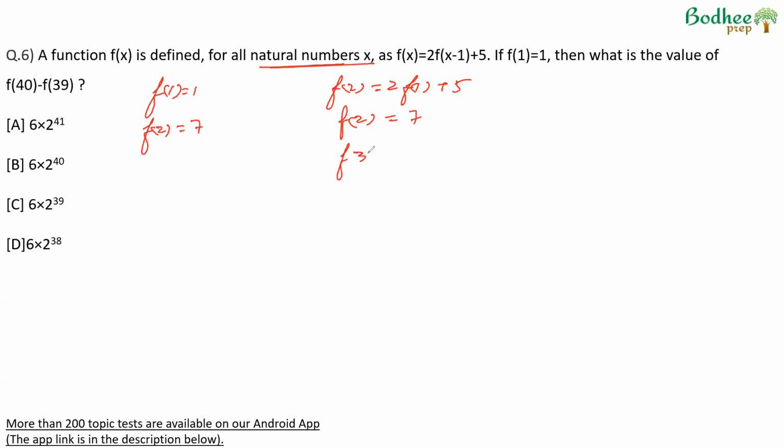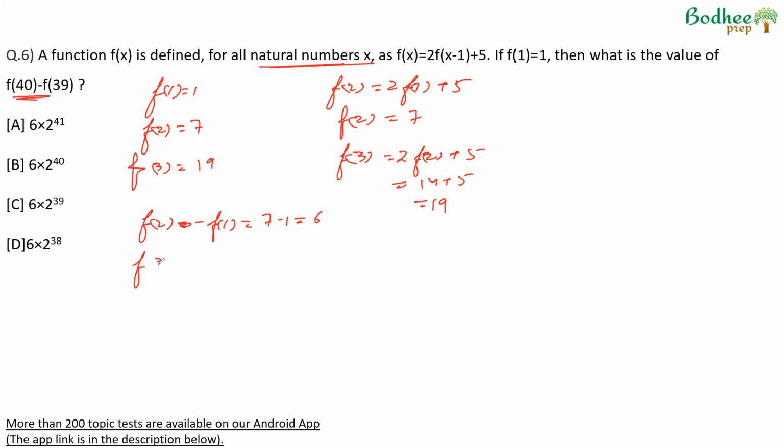F of 3 will be 2 times f of 2 plus 5, which becomes 2 times 7 plus 5, which is 19. Now, we have to find out F40 minus F39. If we look at F2 minus F1, the number is 7 minus 1, which is equal to 6. If we look at F3 minus F2, this is nothing but 19 minus 7, which is equal to 12.